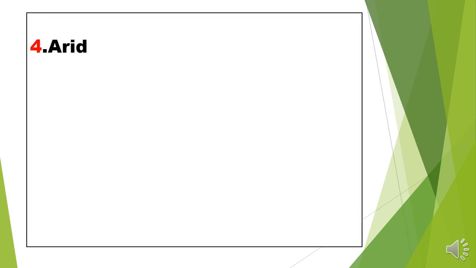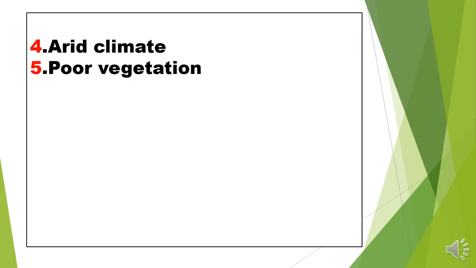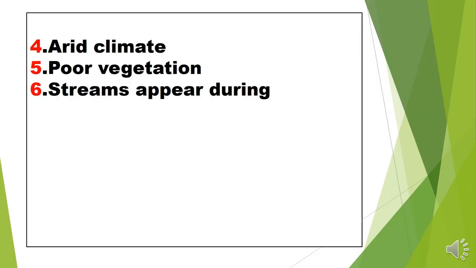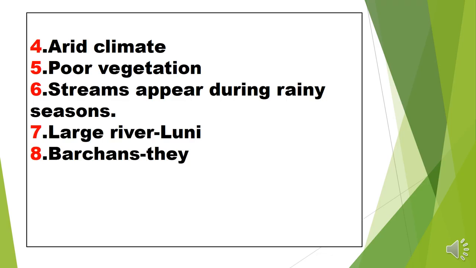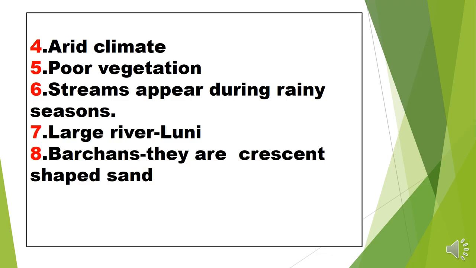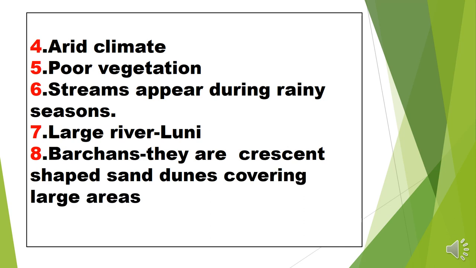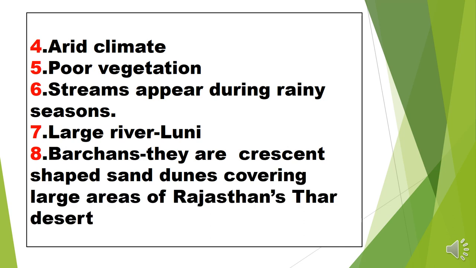The next is arid climate. The Indian desert area has a very dry, arid climate, and it is covered by very poor vegetation because of the availability of less water and rainfall. Streams, meaning rivers, appear only during the rainy season, and after that they disappear into the sand because they do not have enough water to reach the sea. So in the rainy season only, rivers can appear.